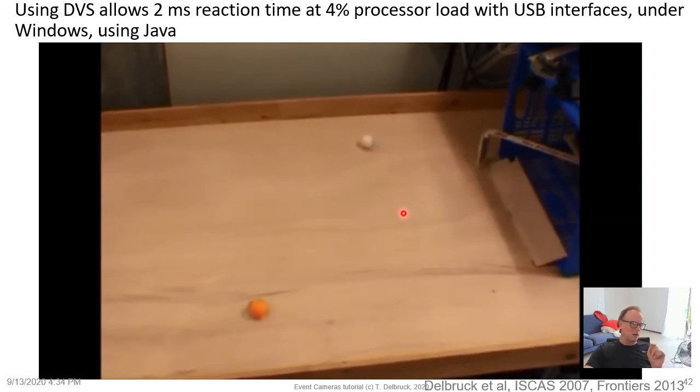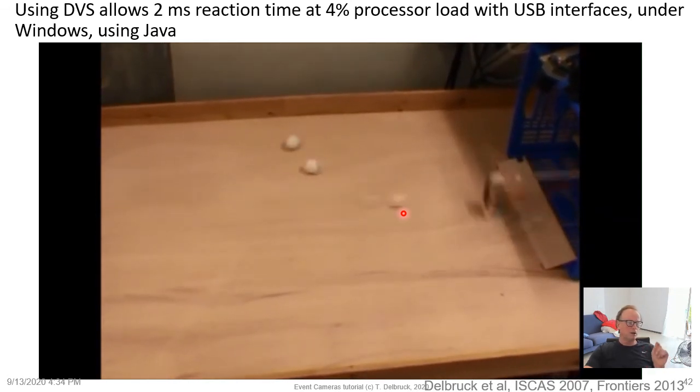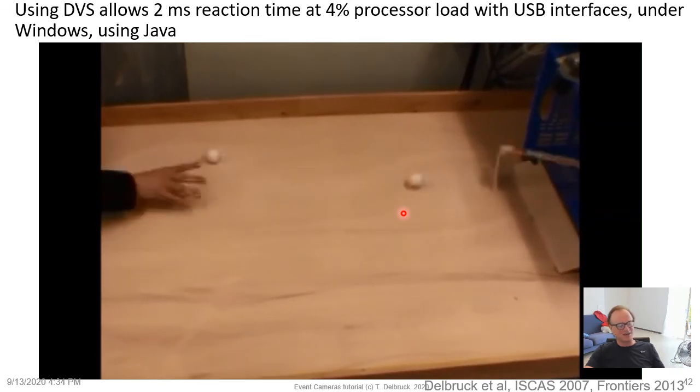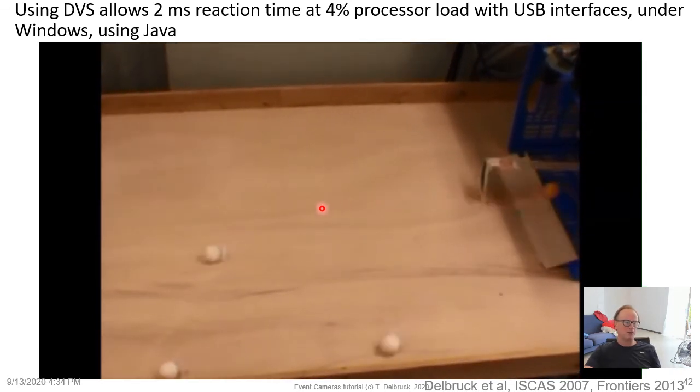So this algorithm allows you to track all these balls simultaneously and block the one that's most threatening. In other words, the one that's predicted to hit the table first. The beautiful thing about this algorithm is that once you know the position and velocity of the ball in the frame of the camera, since you're constrained to 2D, it's quite easy to predict where it's going to cross the goal line. And so using DVS allows a 2 millisecond reaction time at 4% CPU load with USB interfaces under Windows using Java. In other words, as Manfred Morari once put it, we're doing everything wrong, but it still works.